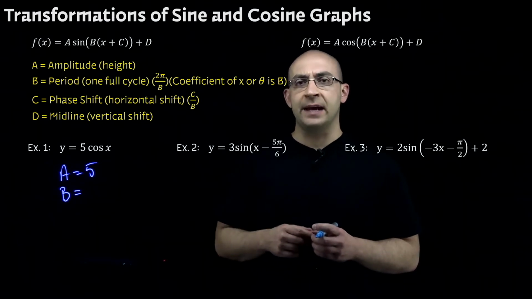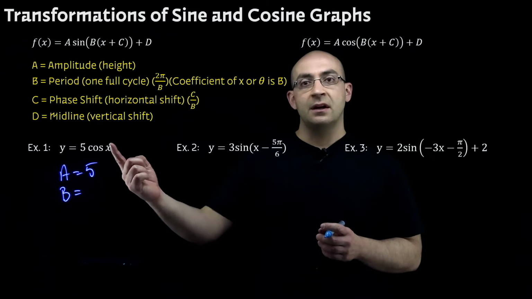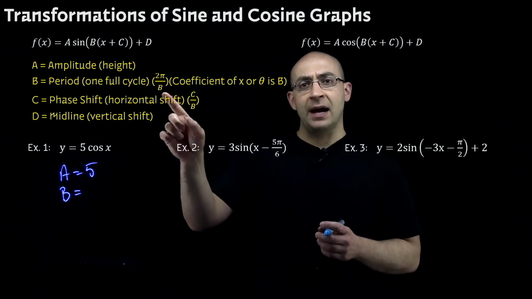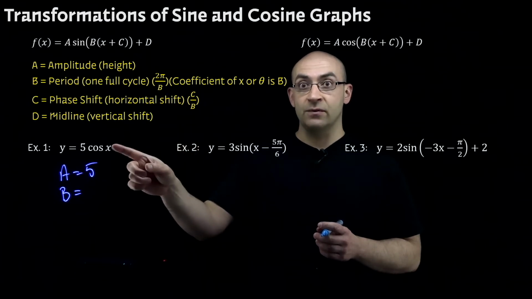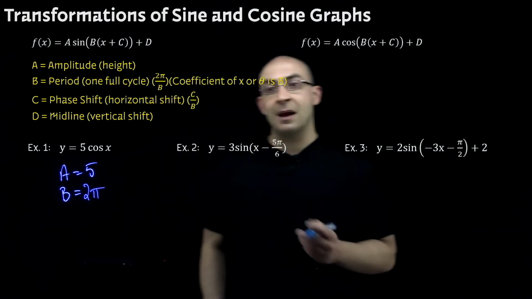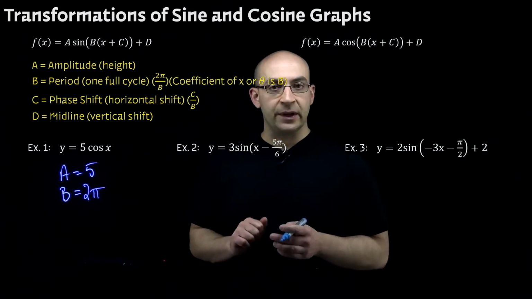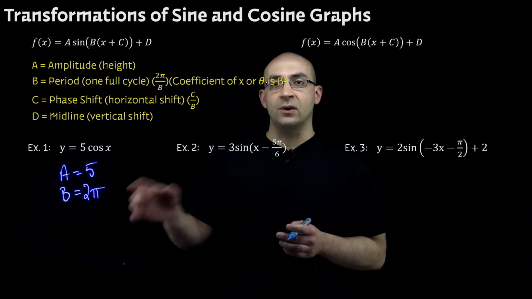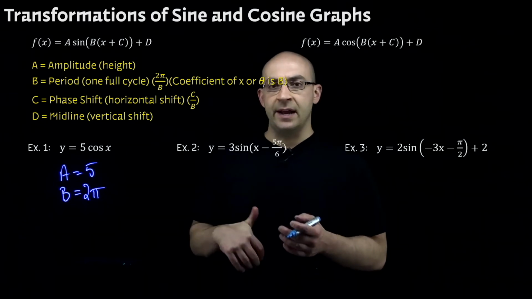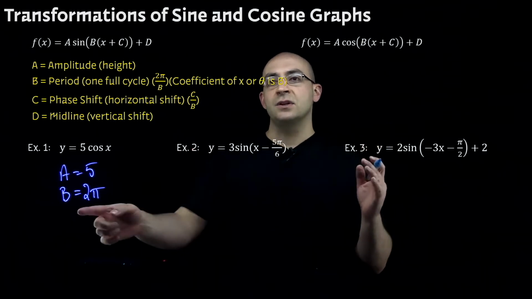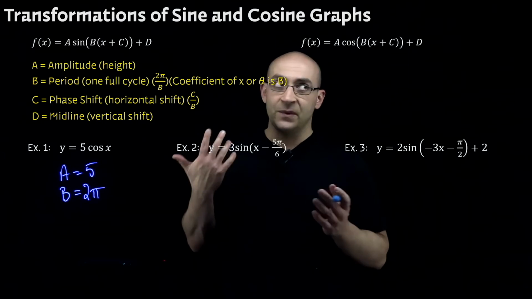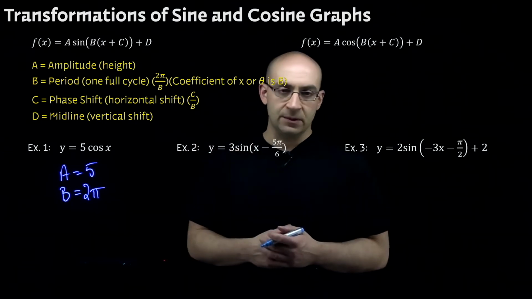So our b value is going to be the coefficient of x. Well, the coefficient of x is 1 here. So we would divide 2 pi over 1, because the coefficient of x is 1. So our period is 2 pi. Remember, that's one full cycle before the function repeats. That makes sense because we know that cosine x does repeat after 2 pi. Since there was no number indicating any kind of horizontal stretch or shrink, we know it's going to be 2 pi.